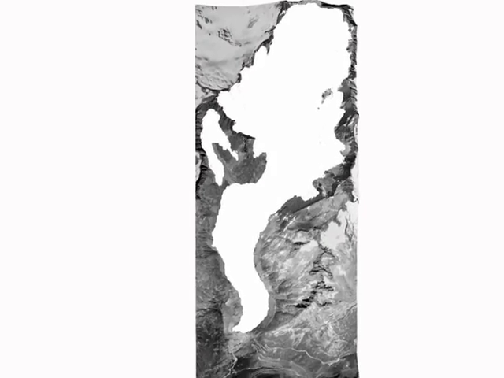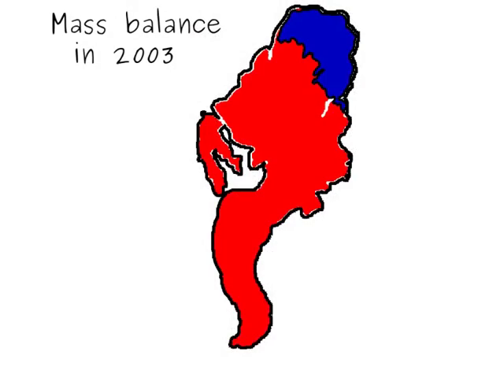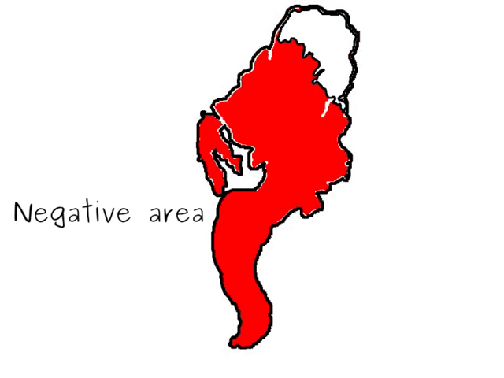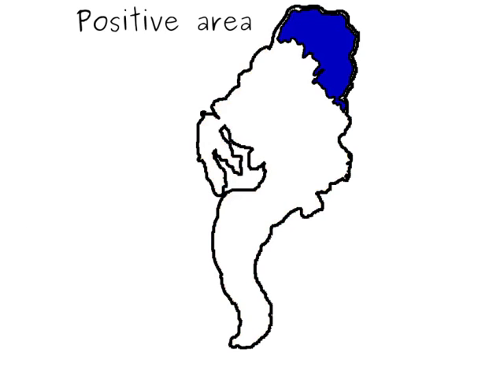Let's look at the mass balance of the Rhone Glacier in 2003, well known for the summer heat wave. A lot of mass was lost as seen by the wide negative area. In contrast, there's a small positive area at the top.